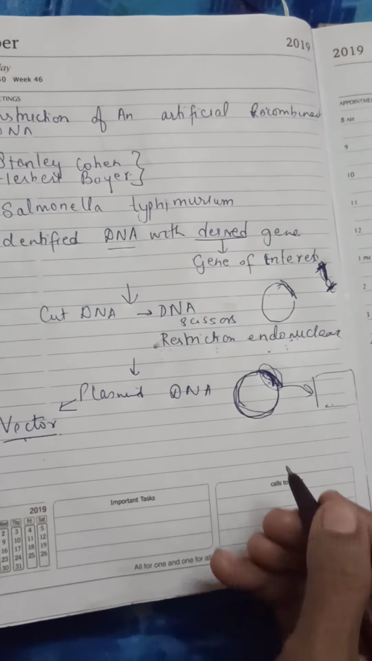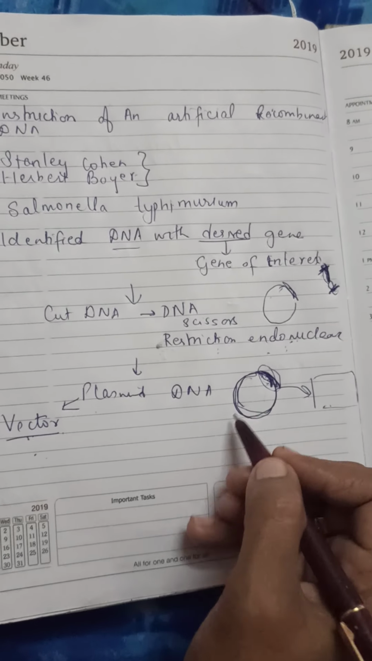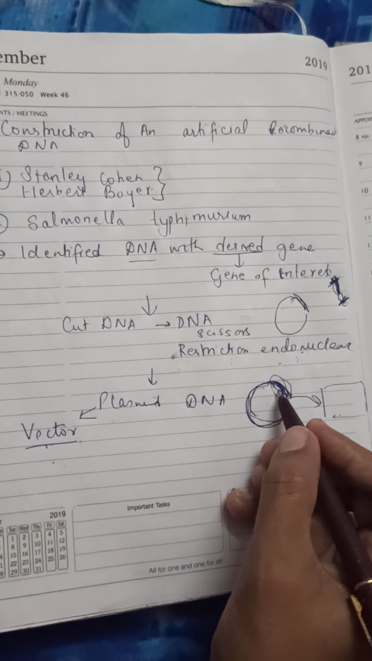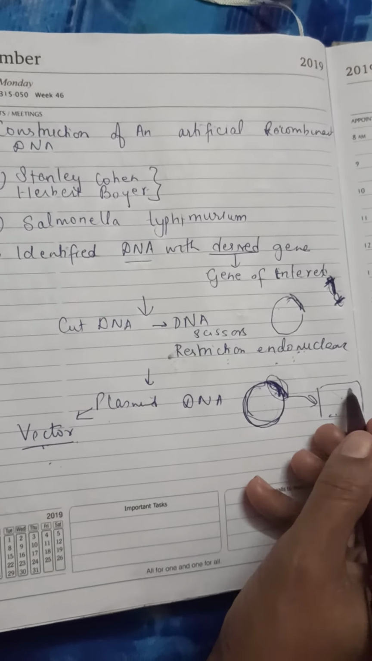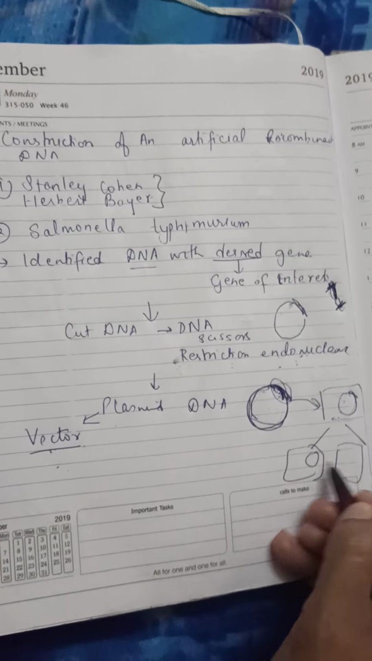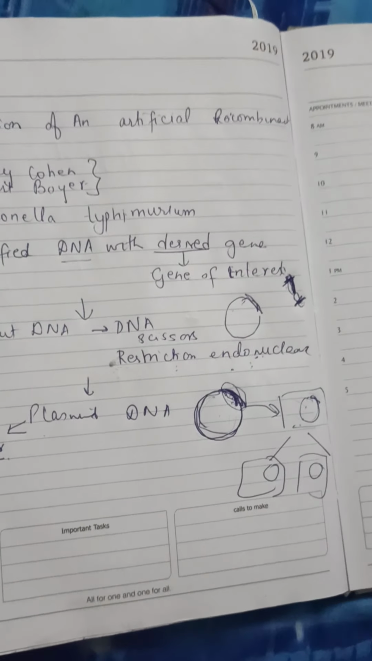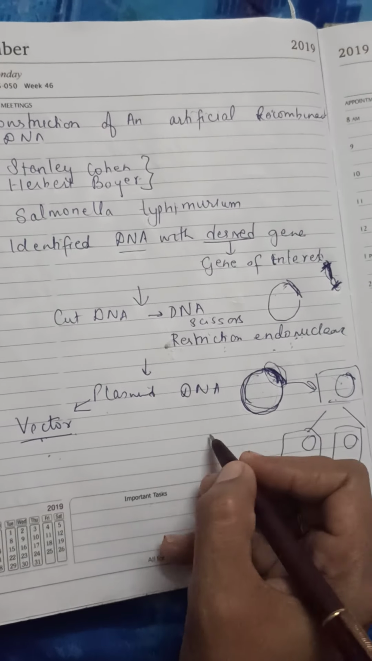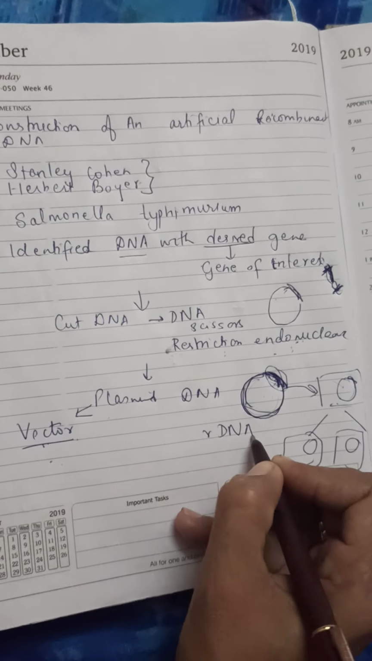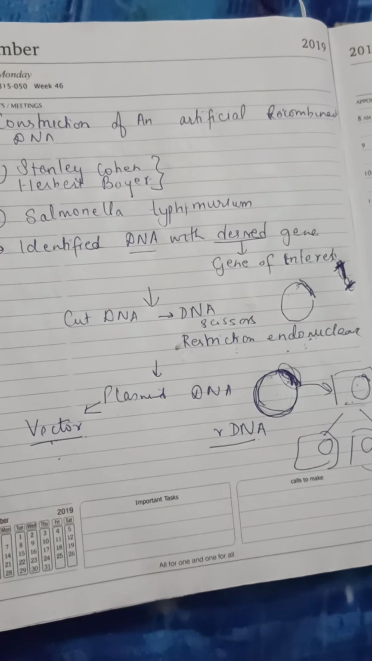So what is plasmid DNA? It is a circular DNA which is capable of replicating independently. So when we are putting this into the host, it is able to replicate. So we can obtain the progeny also with the desired characters. So this is what is called formation of recombinant DNA. What is formed? Recombinant DNA.